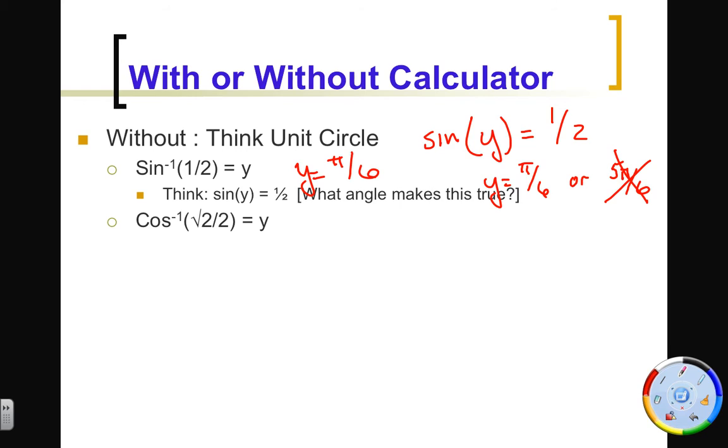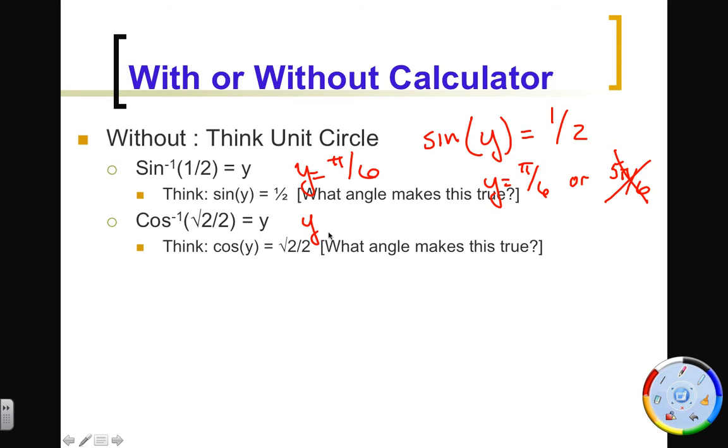Okay, what about cosine inverse of root 2 over 2? So again, you're asking yourself, cosine of what angle equals root 2 over 2? Well, you should be able to look at your unit circle and find the x-coordinate with a positive root 2 over 2.